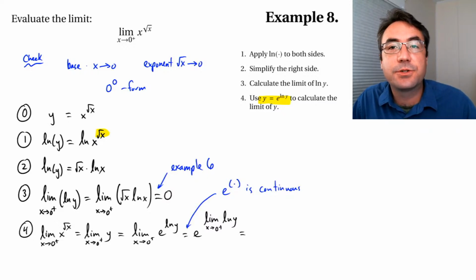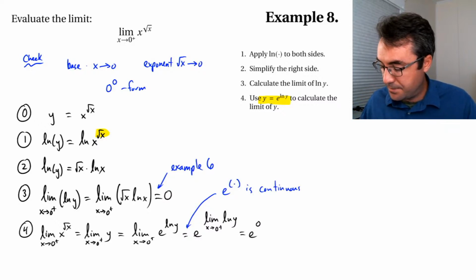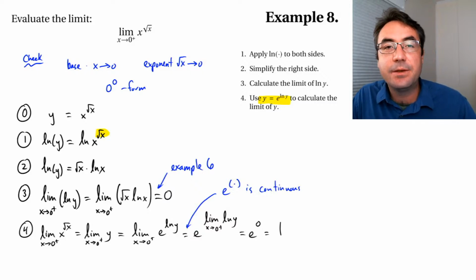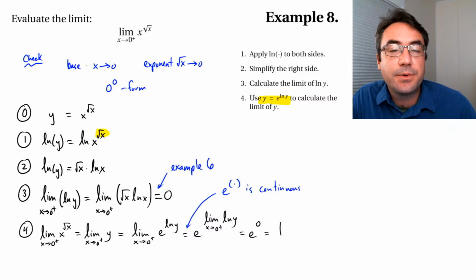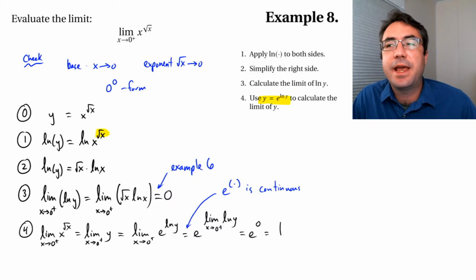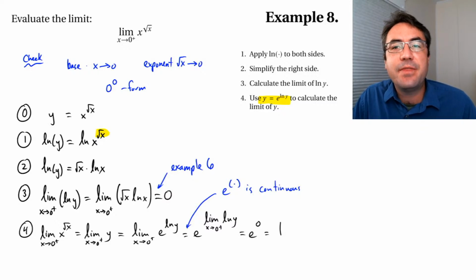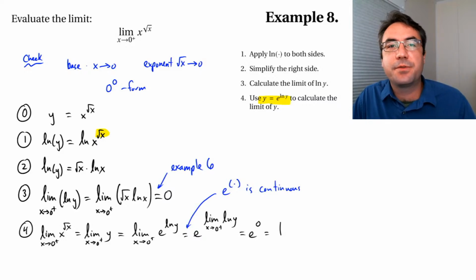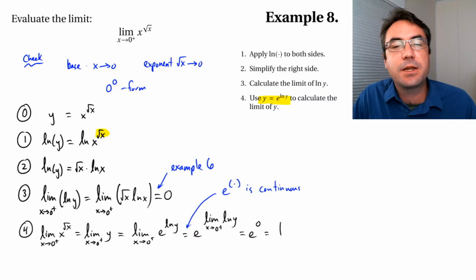And then the limit of natural log y is something we just did in step 3, so we can just fill that in. So we get e raised to the 0, and e raised to the 0 is just 1. So this is the steps for how to handle these indeterminate powers. It starts off feeling pretty similar to logarithmic differentiation, and then step 3 is really where the new L'Hopital's rule might come into play. And then step 4 is just converting back to the original expression.